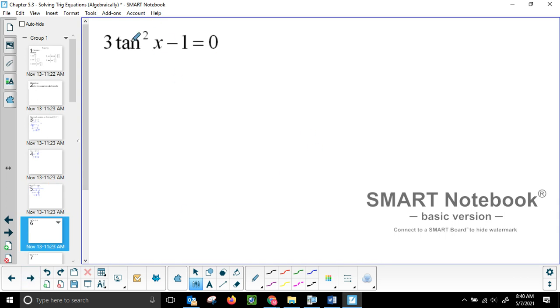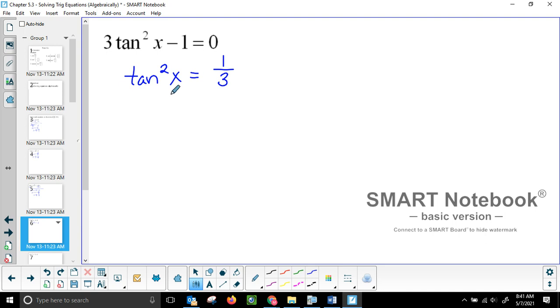Okay, so now we have a squared term. That's okay. We still are trying to isolate our trig expression here. So first I'm going to add 1 and then divide by 3. So we will have tangent squared x is equal to 1/3.